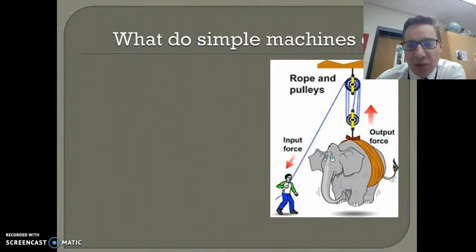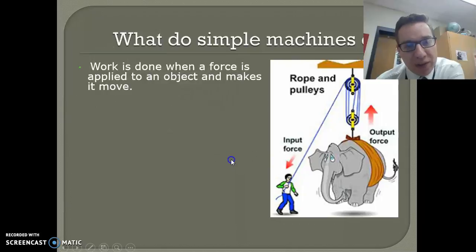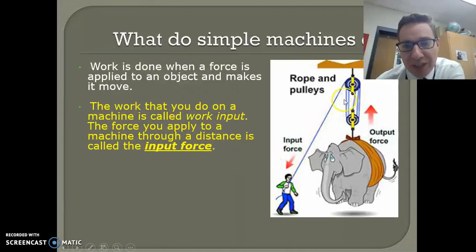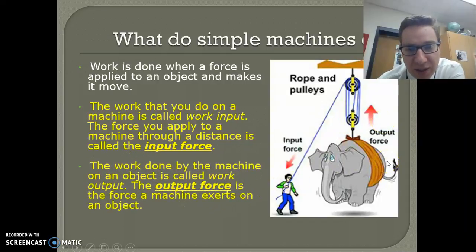We're going to talk about several different simple machines in the next couple lessons here. And the first thing I want to talk about is the different forces that are put on a machine. So here is an elephant being lifted up by a pulley, and a person pulling down on a rope. There are 2 different types of forces. The first one is the input force, and that is the force when you're pulling down on a rope. The input force, you're putting it into the machine. The output force is the force the machine exerts on the object. It's the elephant being lifted up.